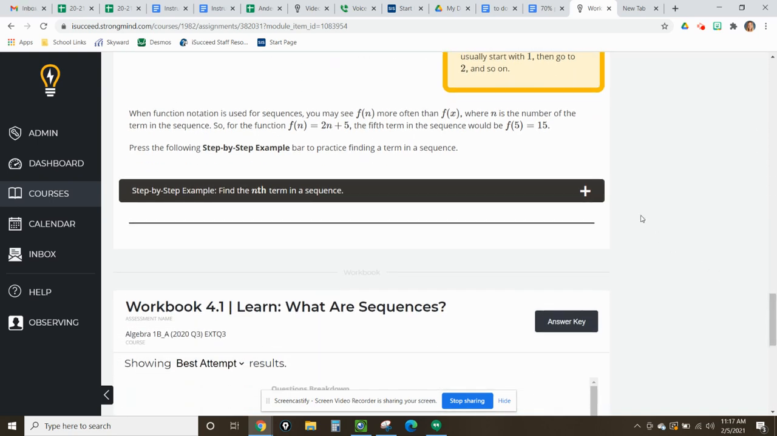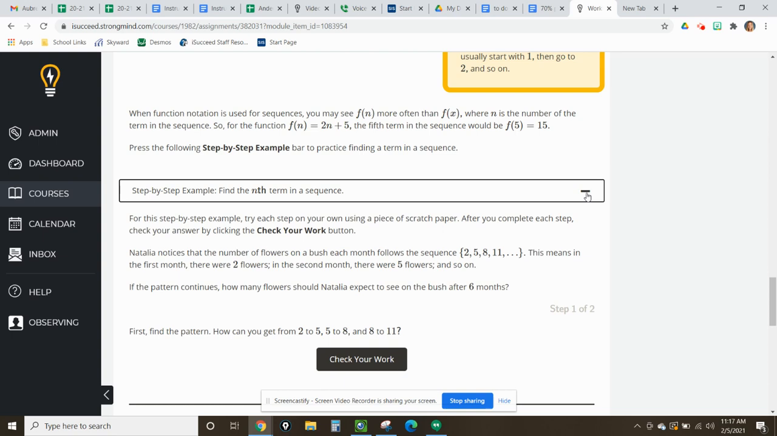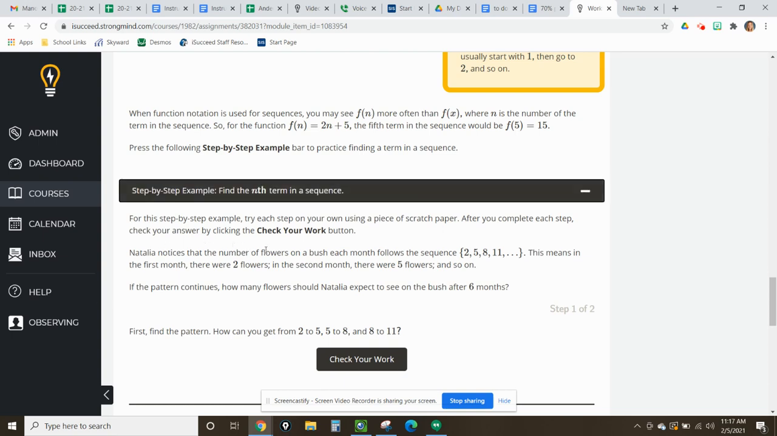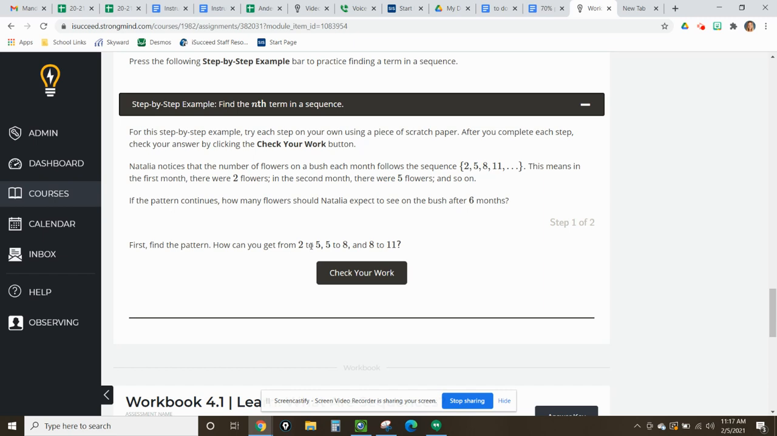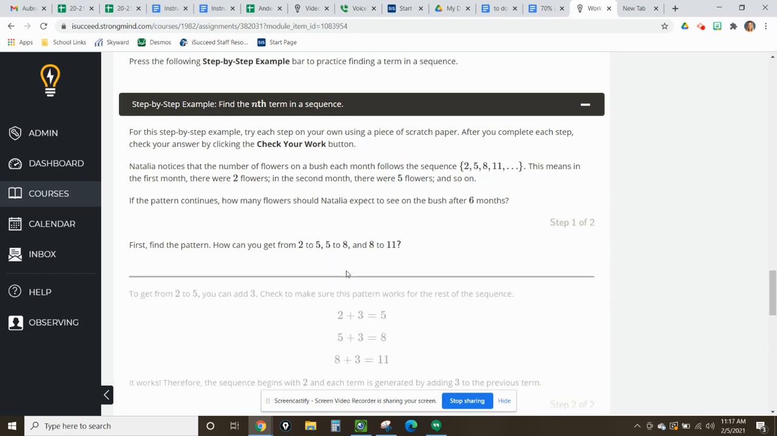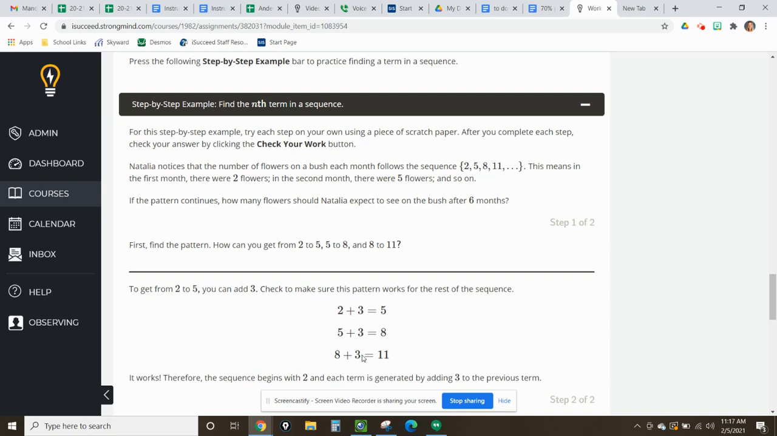As we go through the lesson, they're going to give you some examples to try. Natalia notices that the number of flowers on a bush each month follows the sequence 2, 5, 8, 11. This means in the first month there were 2 flowers, the second month there were 5 flowers, and so on. If the pattern continues, how many flowers should Natalia expect to see on the bush after 6 months? We're looking for the 6th term in that sequence. First find the pattern. How can you get from 2 to 5, and 5 to 8, and 8 to 11? It looks like we're adding 3 every time to get from one term to the next.